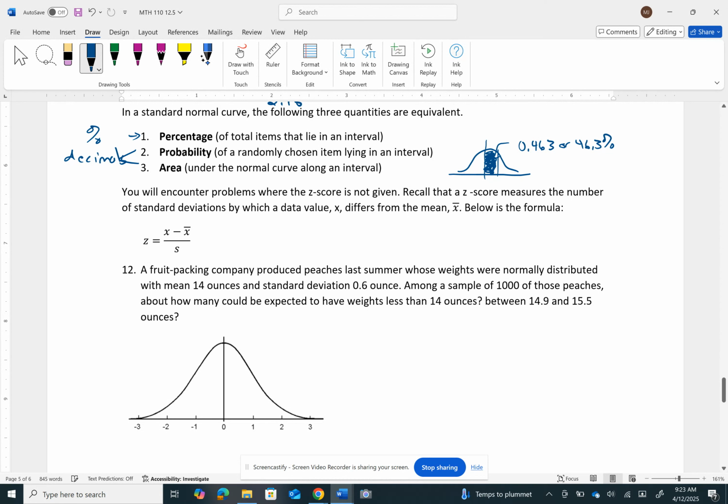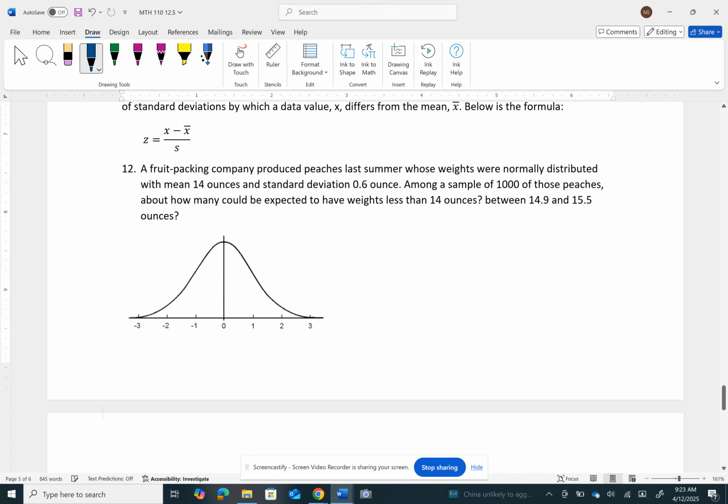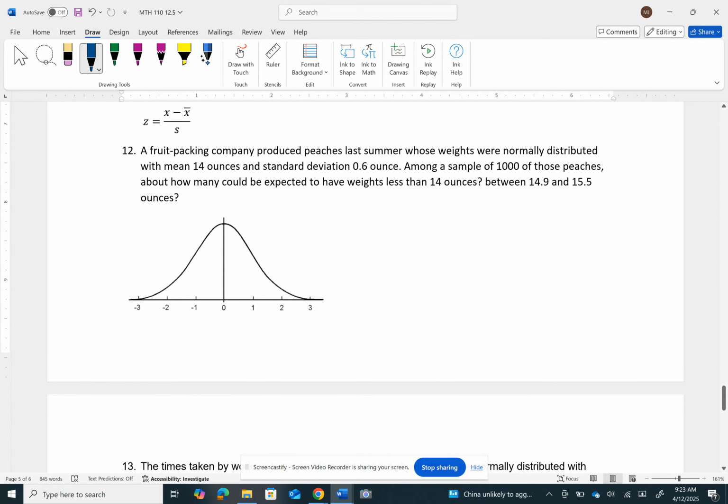All right, now what's happening here that's different is we don't already know the z-scores. We have raw data. So here we have a fruit packing company. They made peaches. The weights we were told were normally distributed. The mean was 14 ounces, meaning 14 ounces would be right there at a z-score of 0. Standard deviation was 0.6 ounces. So I could do like I did before and add 0.6 and get 14.6, and then add another 0.6 and get 15.2, and add another 0.6 and get 15.8.